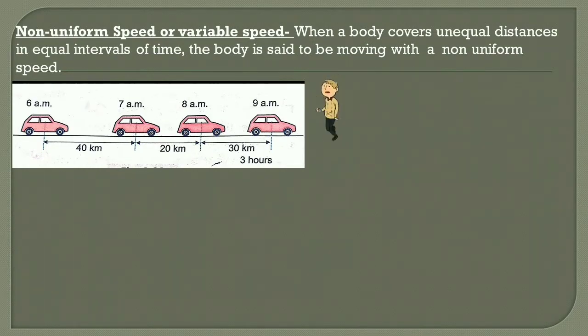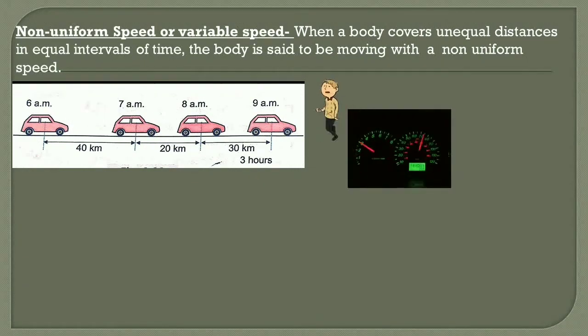Our next example can be the speedometer. The speedometer is placed in front of any vehicle and shows the speed of the vehicle. When we travel in a car, we push the accelerator to increase the speed and the brake to decrease the speed. That means the speed of a vehicle is not constant, it is changing. So the speedometer also shows non-uniform speed.